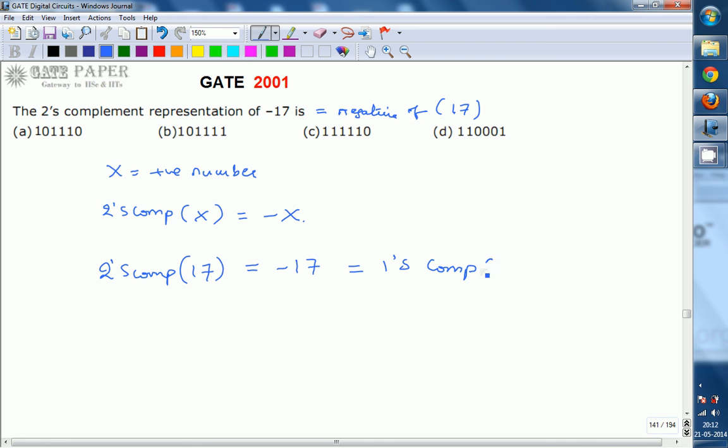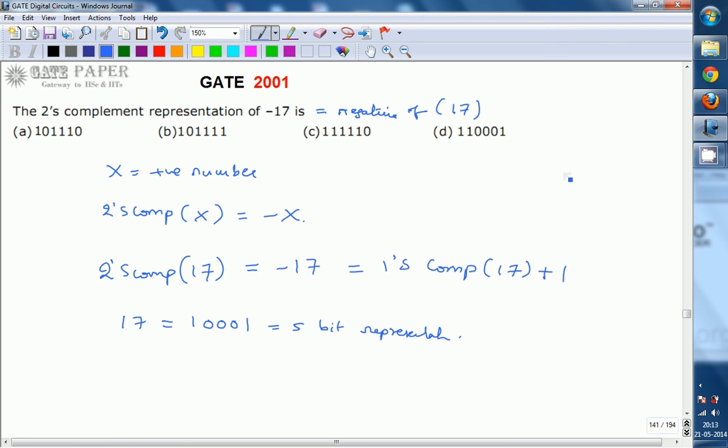of 17 plus 1. So how do you write 17? Generally we know that 17 is represented as 10001. This is the 5-bit representation, but is it right? Whether this 5-bit representation of 17 is right or wrong matters, because you are going for the 2's complement.